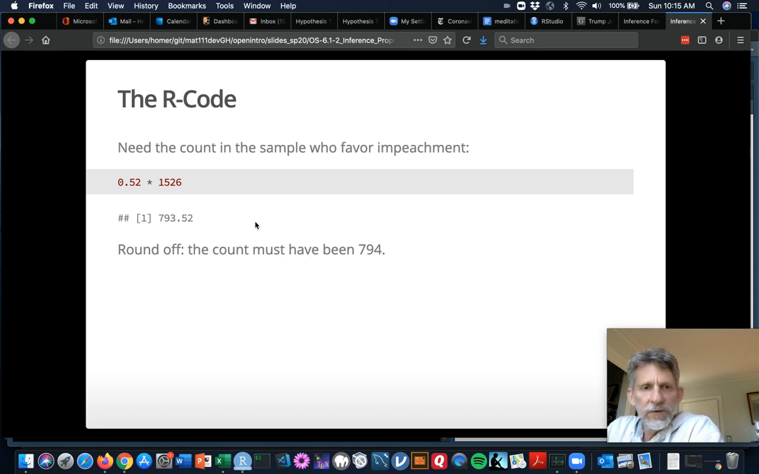Well, we're going to need to find the number of people in the sample who favor impeachment. We only know the percentage. Turn that into a proportion, 0.52, and multiply by how many people were in the sample, and you get 793.52. Let's round that off. My thinking is that 794 people out of the 1,526 must have said, yes, I favor impeaching Trump.